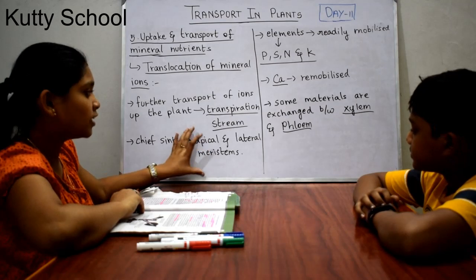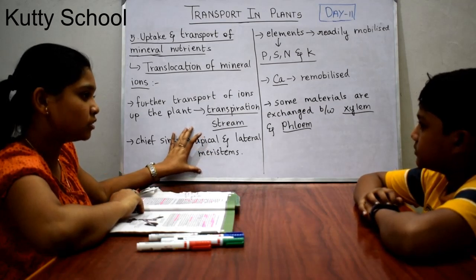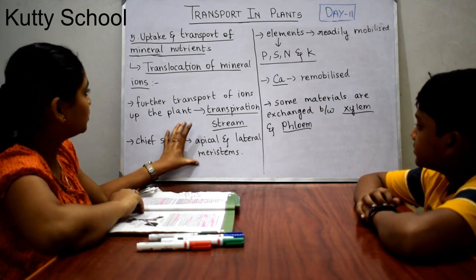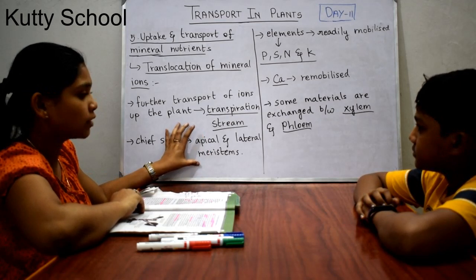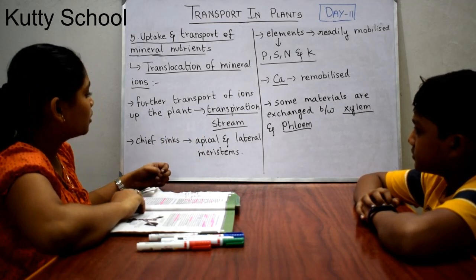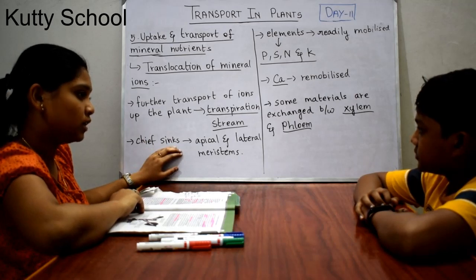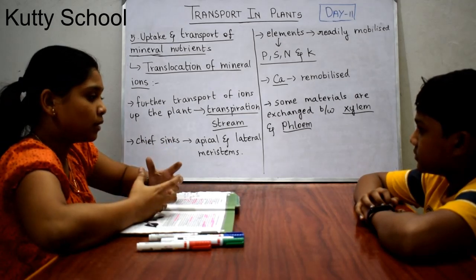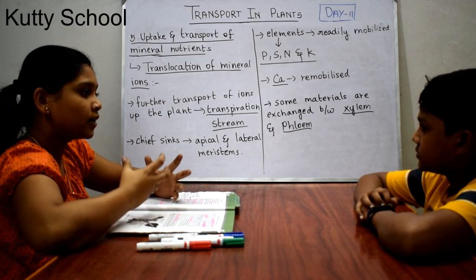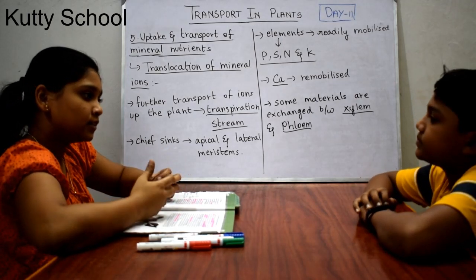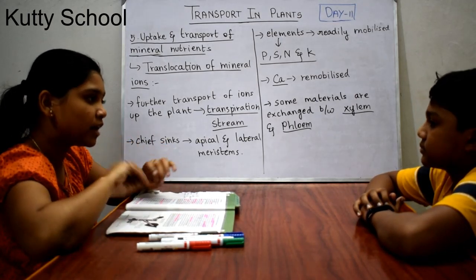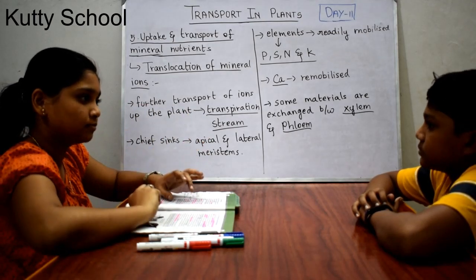Transpiration we have already seen, by the cohesion-tension process. Through that, these mineral ions are also translocated. So what are sources and sinks? Do you know what is source and sink? Source is where a substance is produced or absorbed. And sink is where that substance has to reach.